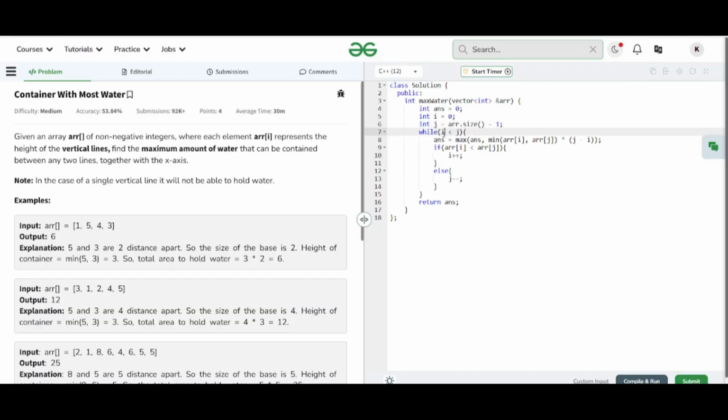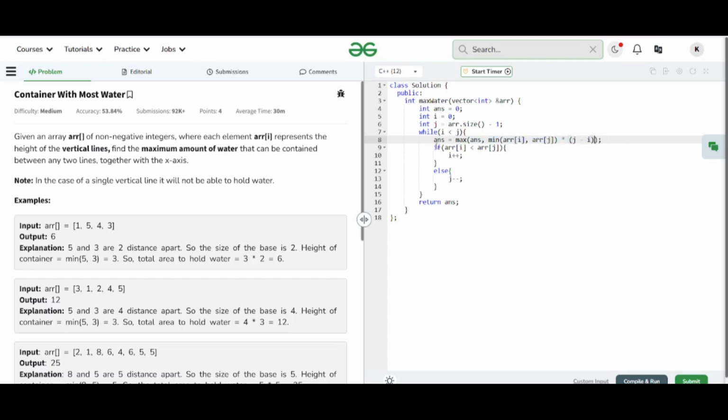So why is i less than j? I need some width. So this is the height, minimum of arr[i] and arr[j]. This is the width, j minus i. You're finding the current rectangle area, and you will take the maximum of answer and current rectangle area. If the current rectangle area is greater than the answer value, then obviously it is the greatest area, the greatest amount of water that has been found till now, and so on.